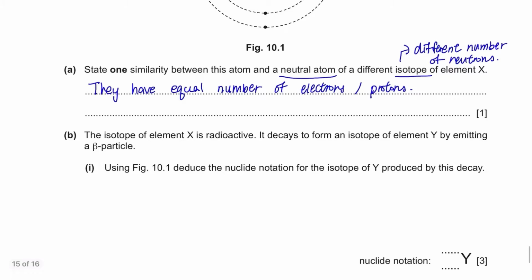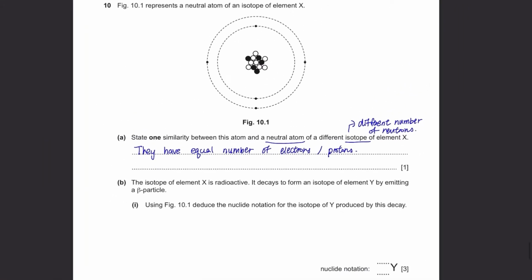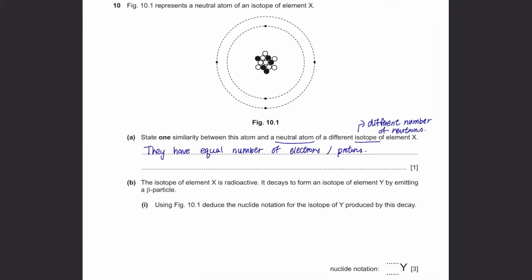Part B. The isotope of element X is radioactive. It decays to form an isotope of element Y by emitting a beta particle. Using figure 10.1, deduce the nuclide notation for the isotope of Y produced by this decay. During my question, yes, you need to show the working of radioactive decay.